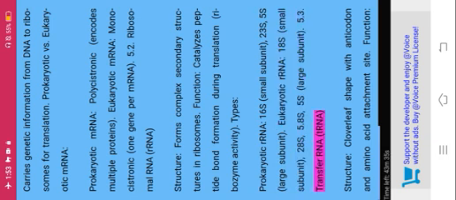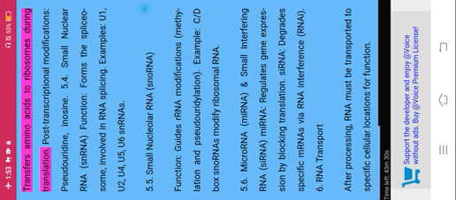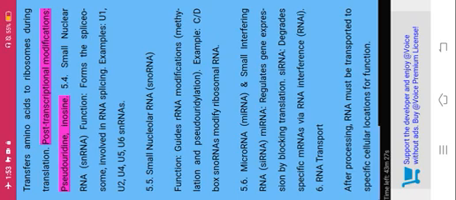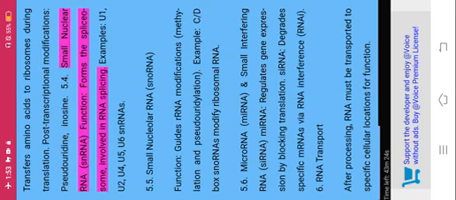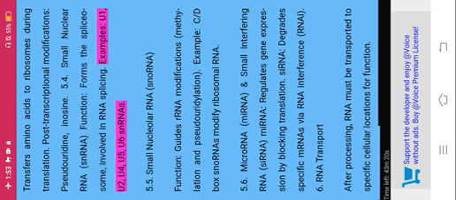5.3. Transfer RNA, tRNA. Structure: cloverleaf shape with an anticodon and an amino acid attachment site. Function: transfers amino acids to ribosomes during translation. Post-transcriptional modifications include pseudouridine and inosine. 5.4. Small nuclear RNA, snRNA. Function: forms the spliceosome, involved in RNA splicing. Examples: U1, U2, U4, U5, U6 snRNAs.